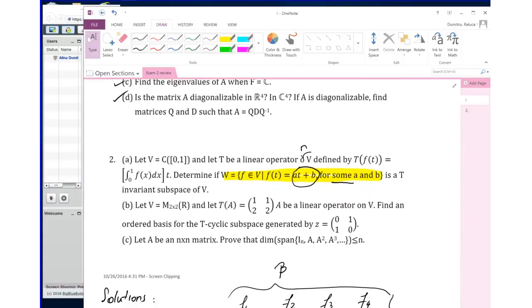All right, part B. You have a linear operator on the space of 2 by 2 matrices defined by this. T of a matrix A is the product between this fixed matrix 1, 1, 2, 2 and whatever matrix A you choose. Find an ordered basis for the T-cyclic subspace generated by Z, where Z is the matrix 0, 1, 1, 0.